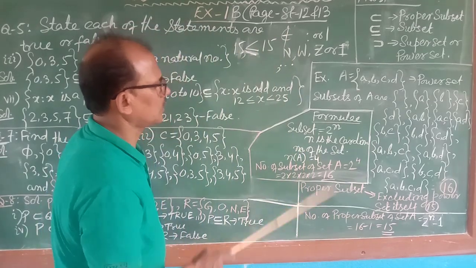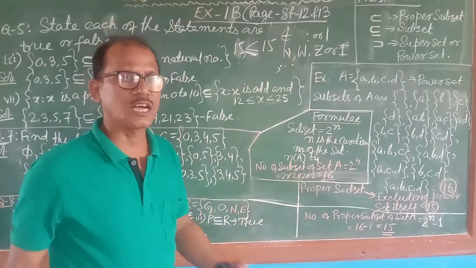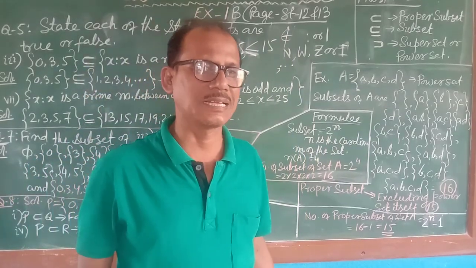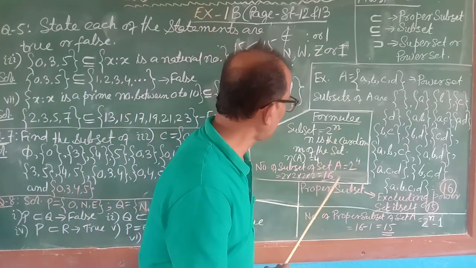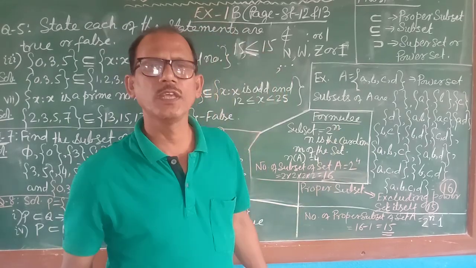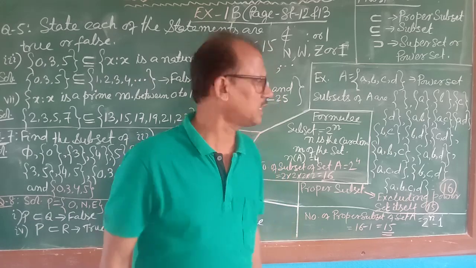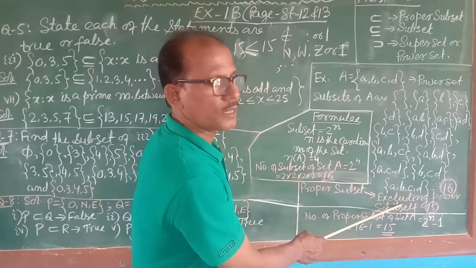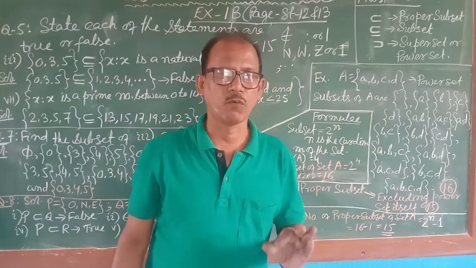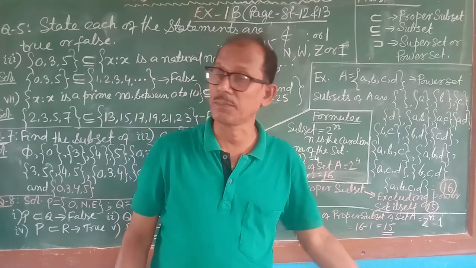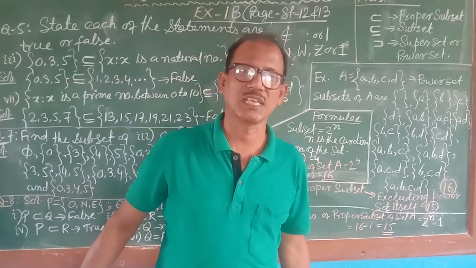I hope you have understood this and the formula. If it is asked how many subsets you can create, you put in the formula and find out the number. If it is asked to find the subsets, then you have to create them this way. Once again I will tell you, if there are 4 elements, how will you go about it in a systematic way so that you don't miss any subset.